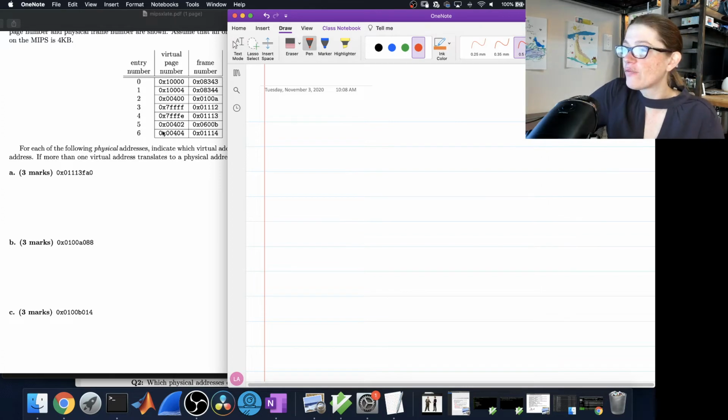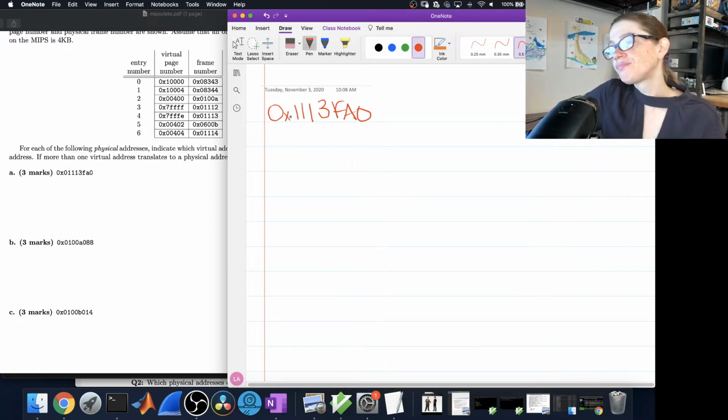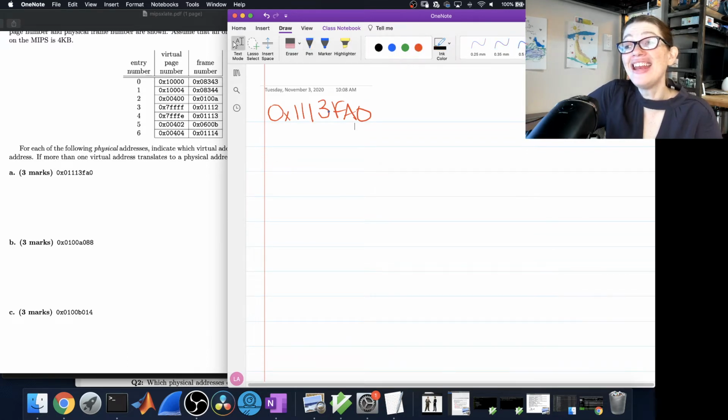So let's look at the first one here. So we have 1113FA0. The first question you should ask yourself is: is this in the first 512 megabytes of the physical memory or not? And it is. It is in the first 512 megabytes. So that means that I know off the top that a KSEG0 address could translate to this, and a KSEG1.